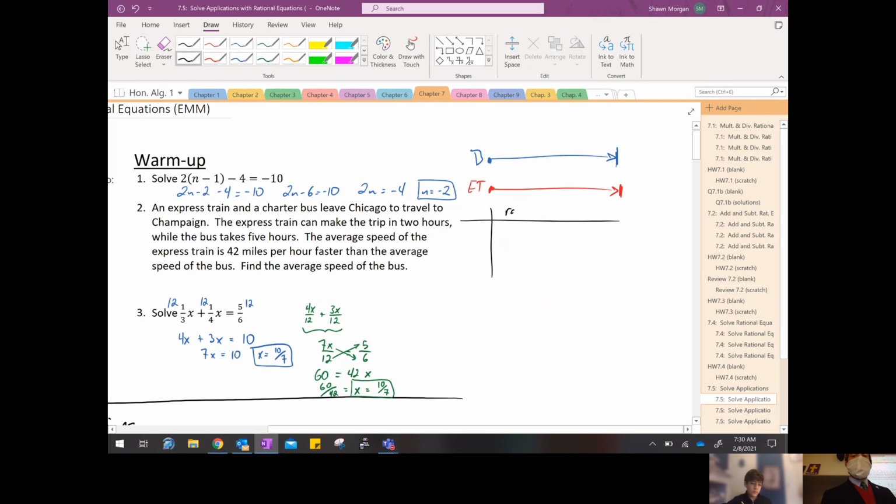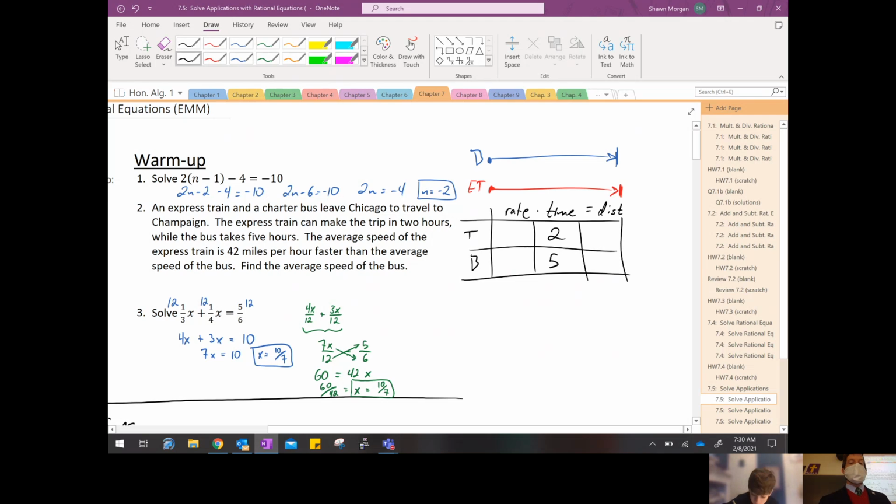So we have rate times time equals distance. And you've got the train and you've got the bus, right? And you can organize your info. This is nothing new. You guys know this, right? And you can start plugging in the information. It says the express train can make the trip in 2 hours. So that's the time of the train. It says it takes the bus 5 hours. That's the time of the bus.